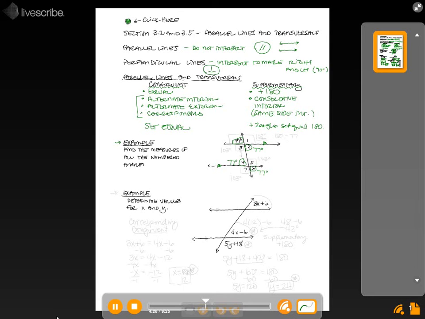Now, let's figure out what angle 1 is. Notice that angle 1 here and that 77, they make a straight line. So to figure out what angle 1 is, I would take 180, because a straight line is 180 degrees, minus 77. And we get 103.